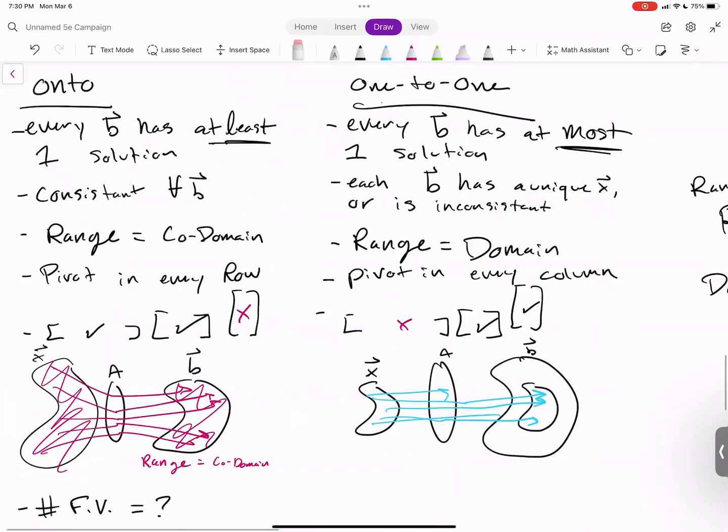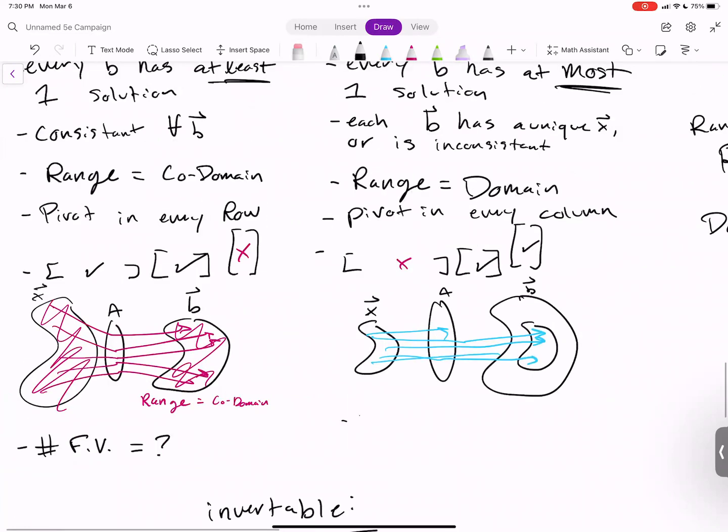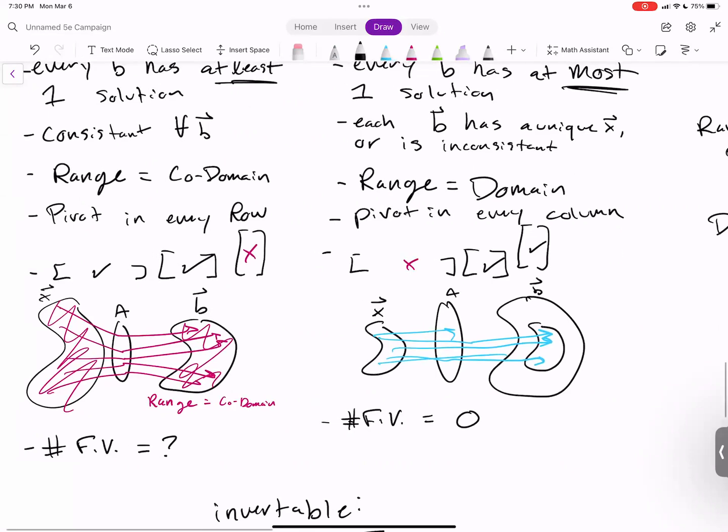And one last little note to make. What do we know about the number of free variables for something that's 1-to-1? There are none. There's a pivot in every column, no free variables. Any other questions on this?